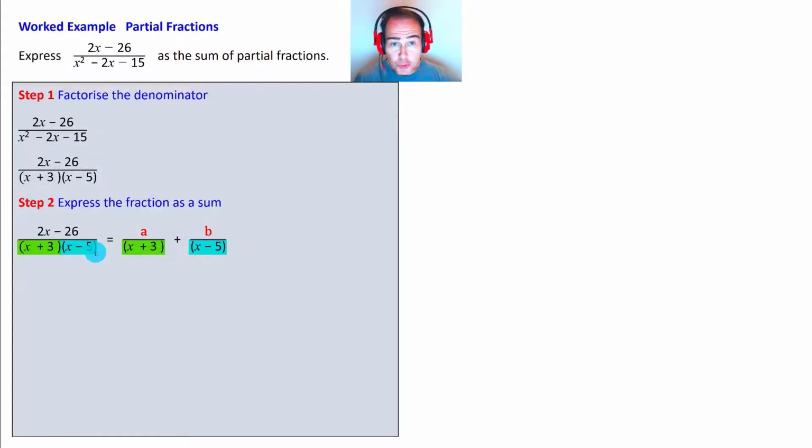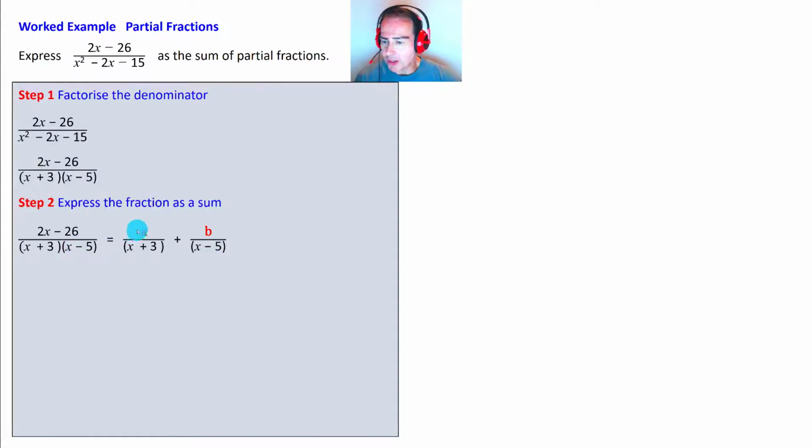Had this been a cubic expression, we would have had a third term, plus c over whatever the factor would have been. There are more complex cases of this, where for instance we've got a cubic and it factorizes into a linear factor and a quadratic factor. We'll have a look at that in a second video on how to deal with quadratic factors in the denominator. But for this one, we're assuming that it factorizes into linear factors, that is, no x squareds, just plain x's.